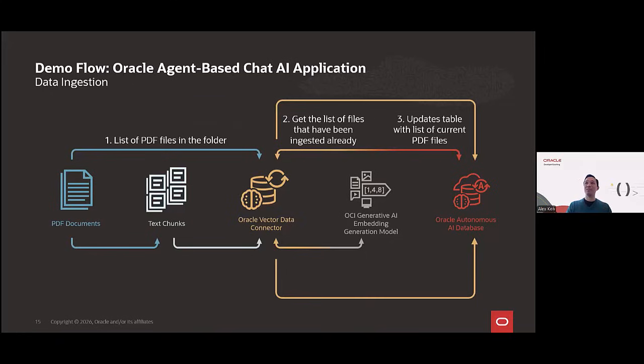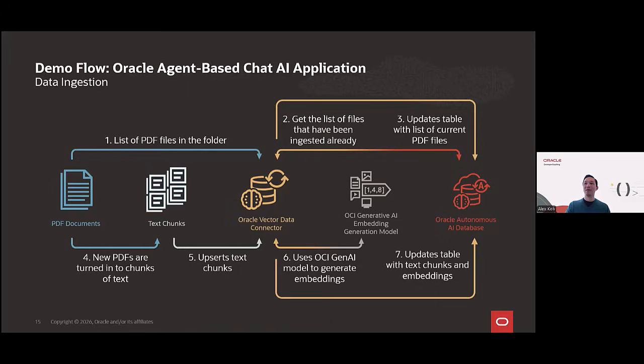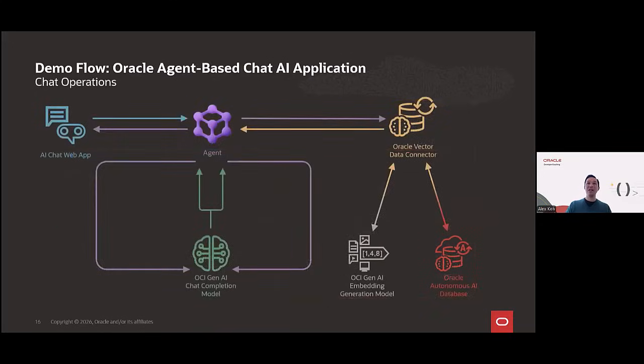So we'll update the table so that we can have the infrastructure to ingest them. We'll put that in the Oracle Autonomous AI database. Then we'll take the PDFs, we'll chunk them up, and then we'll insert those text chunks using the vector store connector, and then embed them using the OCI AI embedding generation model. And then we'll upload those chunks into the database table. So now that you've got your data loaded, you can perform operations on it. And then we can ask it questions using the Microsoft Agent Framework.